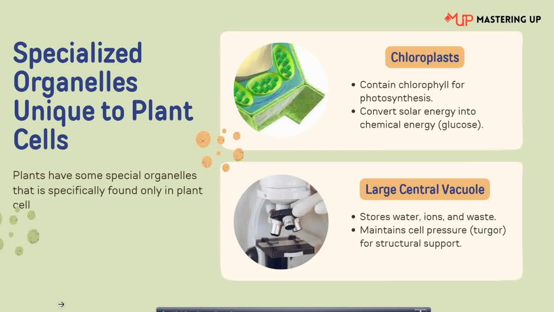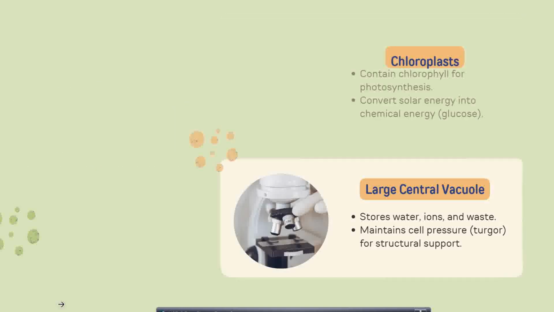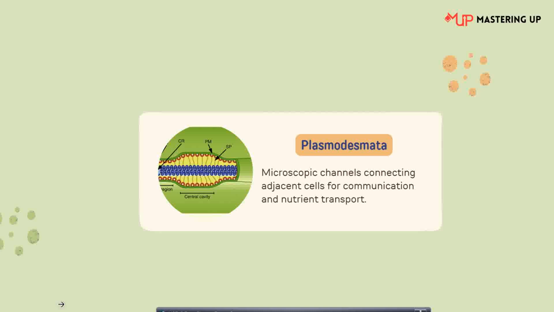It stores water, ions and waste and maintains cell pressure, turgor, for structural support. If the central vacuole were not present, the cell may burst out, and the organelles would just disperse in the medium. Now we have plasmodesmata. They are microscopic channels connecting adjacent cells for communication and nutrient transport. As I already told you, plasmodesmata connect adjacent cells for nutrient transport and communication.